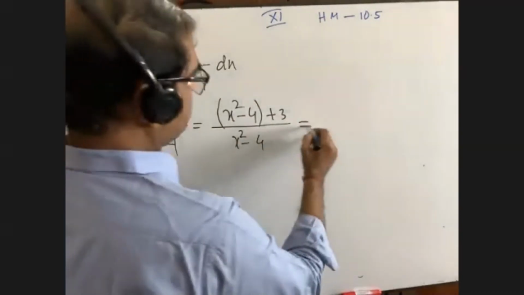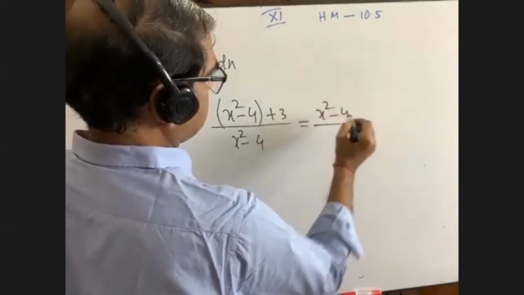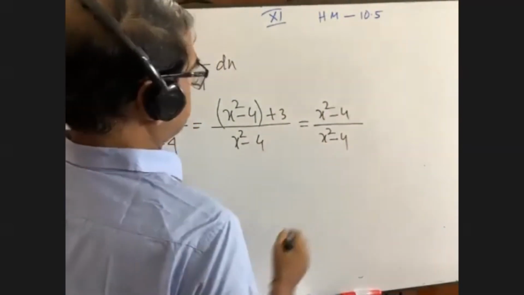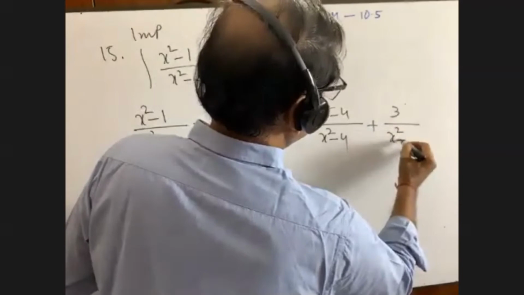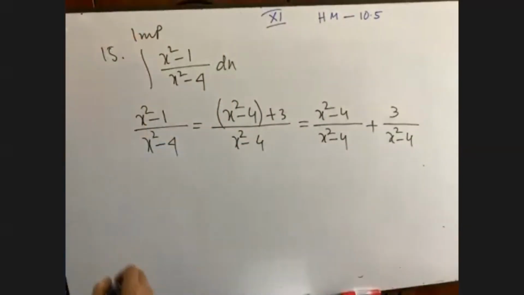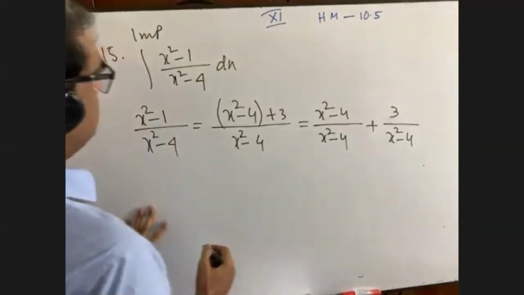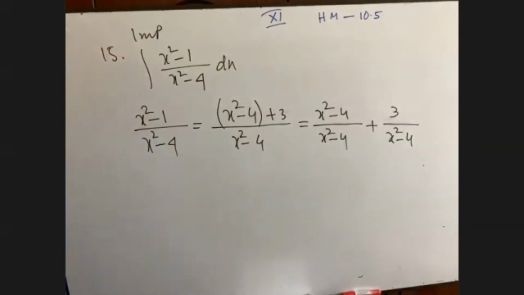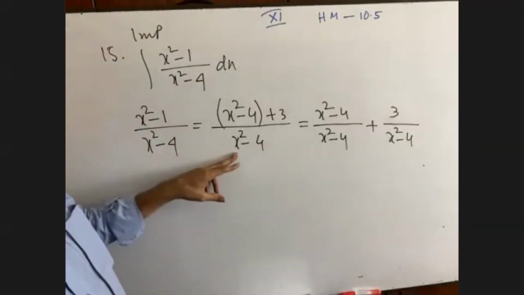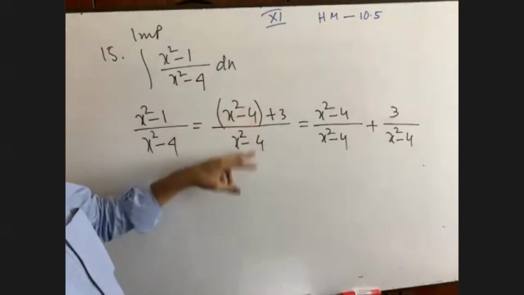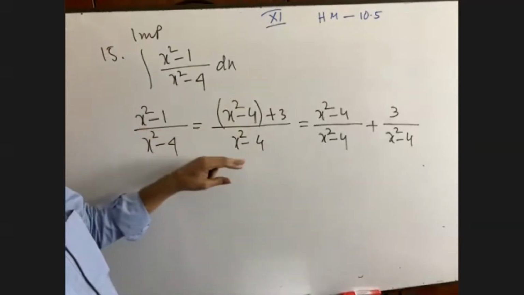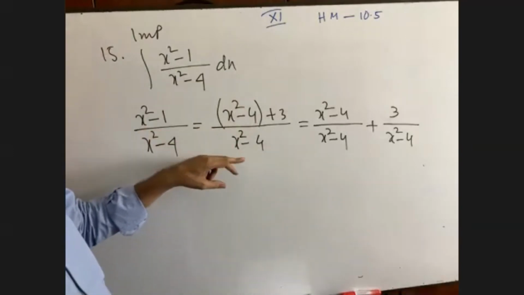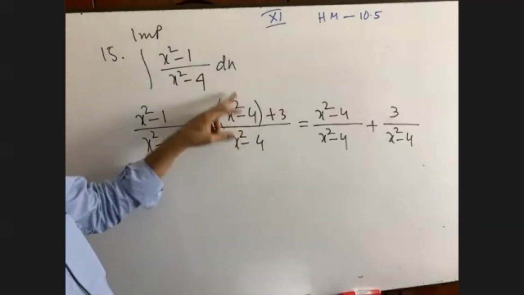That means we are getting here x square minus 4 by x square minus 4 plus 3 by x square minus 4. What I said to you, x square minus 4, this is x square minus 4, this is x square minus 4, the same thing will be written as the denominator. Considering the denominator, we will write that denominator both in the numerator and denominator.